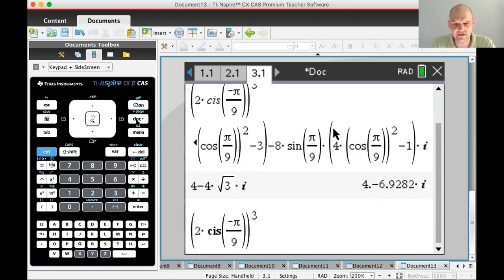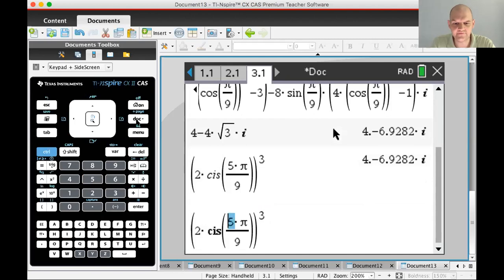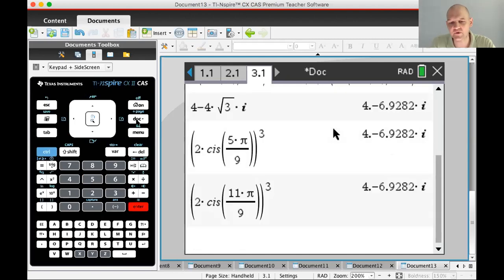I'm going to change it to 5. I'll change it to 11. And that's where I want to stop, because each of those is unique. If I go again, I'm just going to duplicate the first point that I was getting. So I'm going to stop that one there.